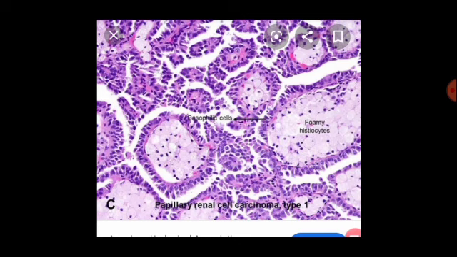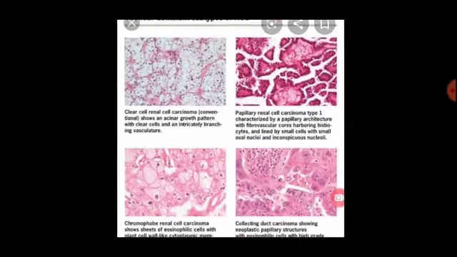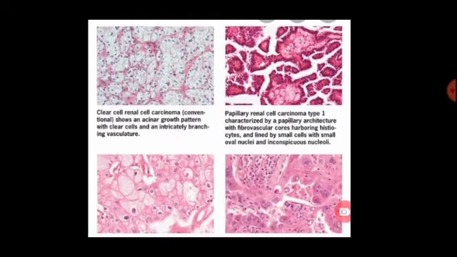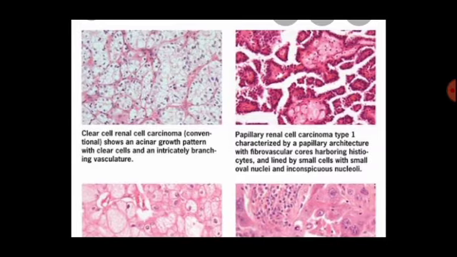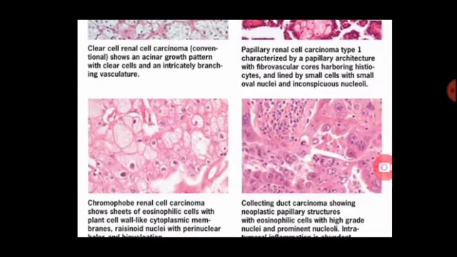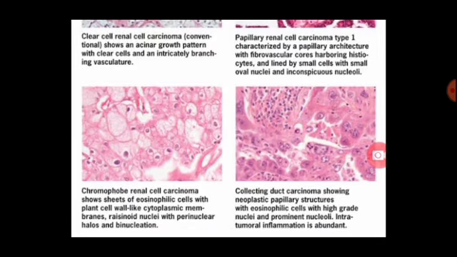You will be able to answer them based upon the clinical features they are giving and the picture you are seeing. And this is a summary of all of them. Here you can see the clear cell carcinoma, here the papillary renal cell carcinoma, here the chromophobe with big cells, and here the collecting duct carcinoma.